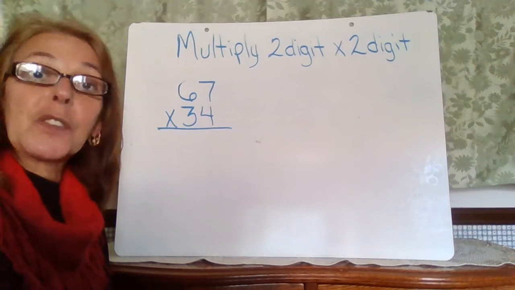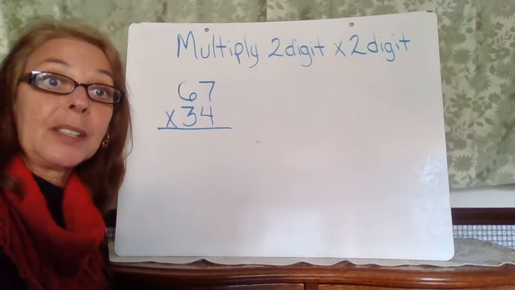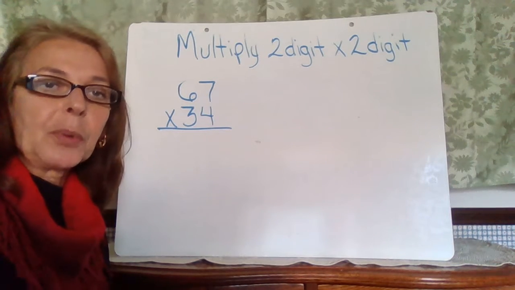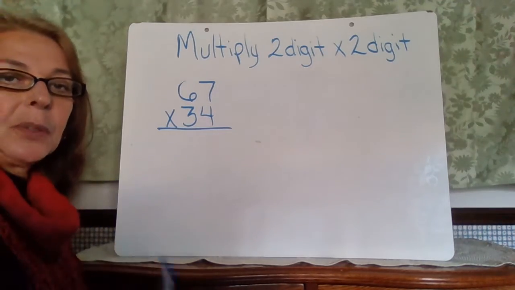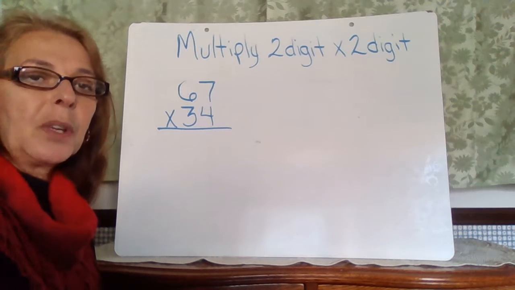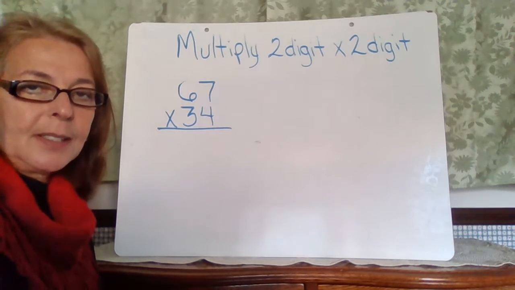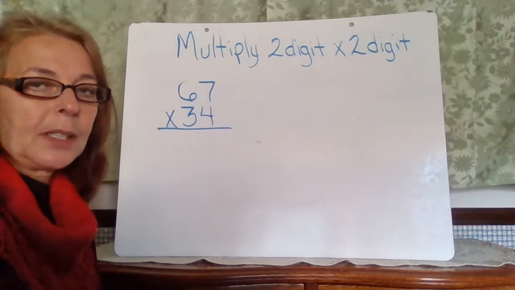I had a request for some additional help on multiplying a 2-digit by a 2-digit number using the standard algorithm. So that's what we're going to go through. I have my problem up here, 67 times 34. Notice that both of my factors are 2 digits, and we're going to actually solve this in steps. So we are going to come up with partial products first.